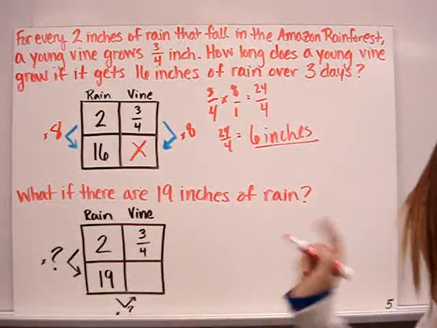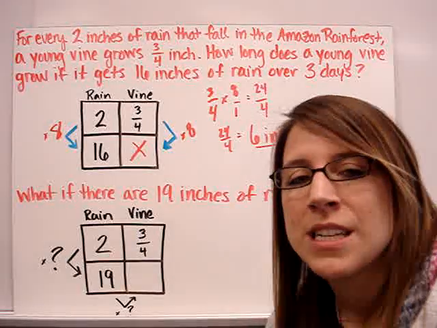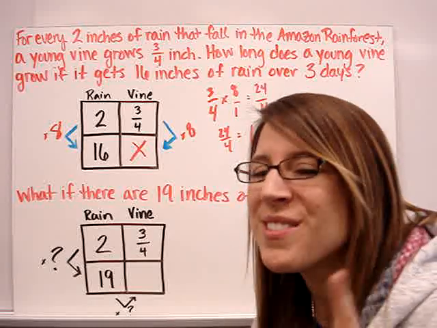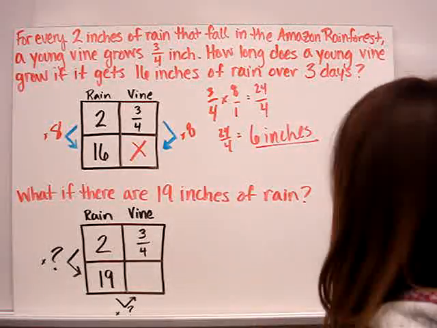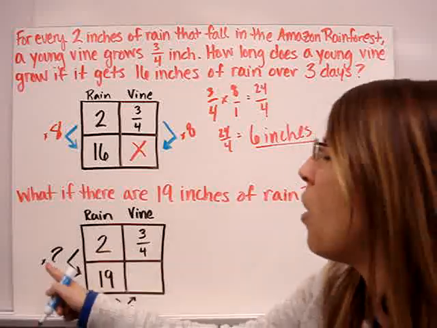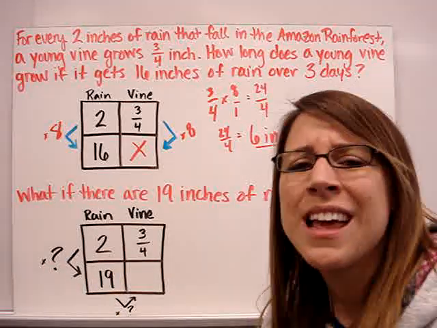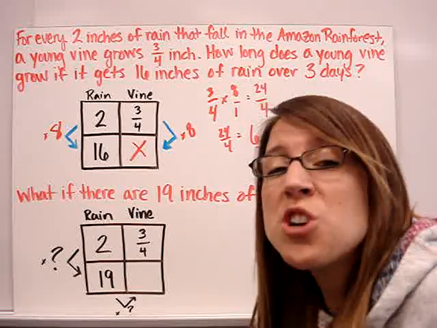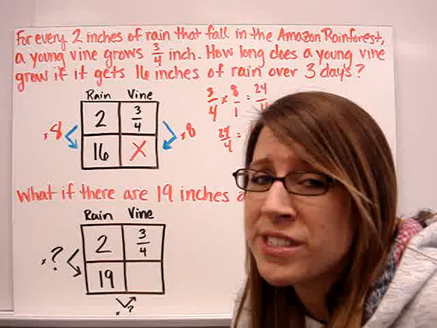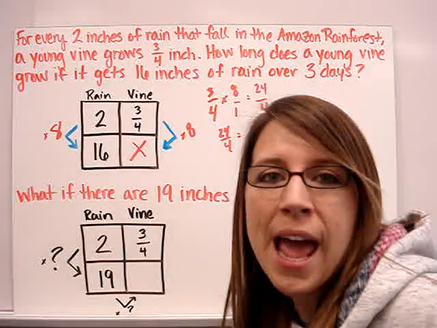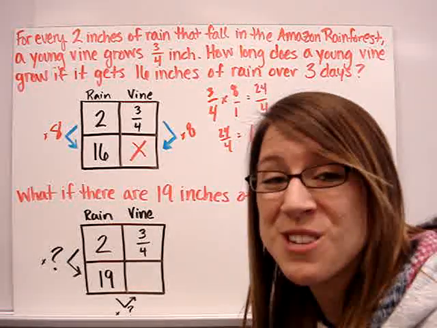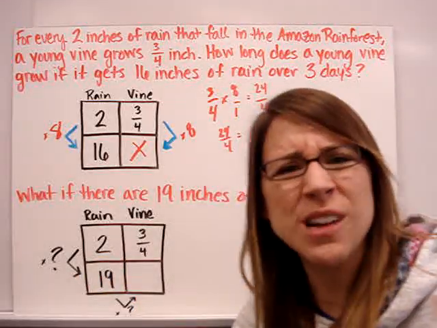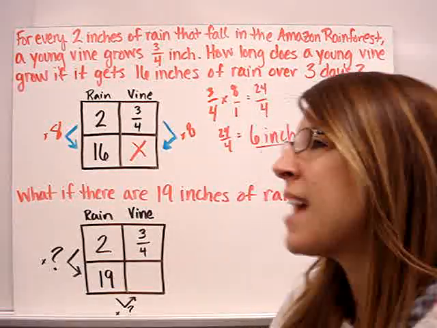But what if there are 19 inches of rain? Do you know 2 times what equals 19? You do know how to solve an equation though, don't you? So what if I don't know 2 times what is 19? See, not every relationship that we have is going to be peachy. So you're going to have to find those relationships yourself. That is so okay, because you have all of the tools necessary to do that. 2 times what is 19? Times what? Well, that sounds like an unknown.